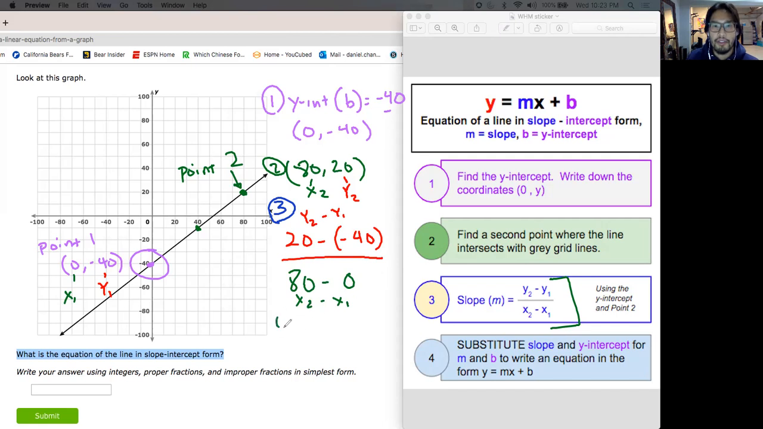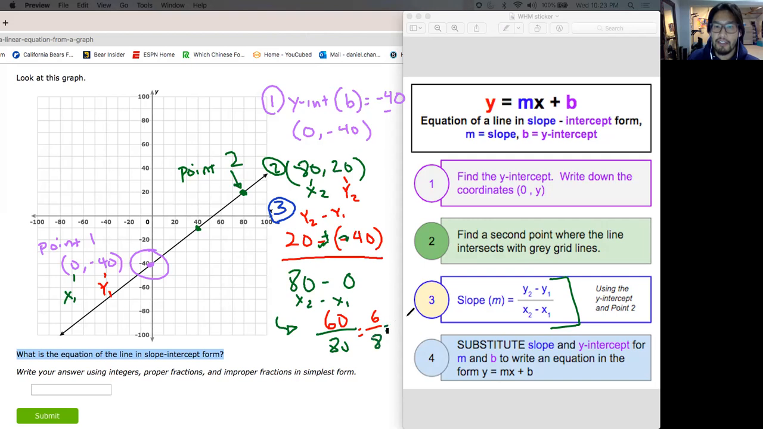And here we go. So this slope is going to be 80 minus 0 is just 80. 20 minus negative 40. That's two negatives. This minus a negative becomes a positive. So then that becomes 20 plus 40, which is 60. 60 over 80 is my slope, and now I have to simplify. So first, it looks like 10 is a common factor, so I'm going to divide both sides by 10. That's going to leave me with 6 over 8.